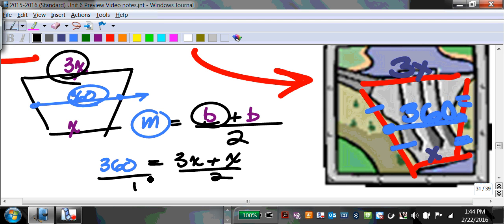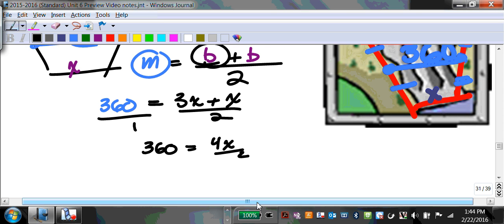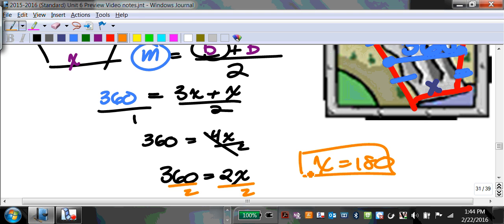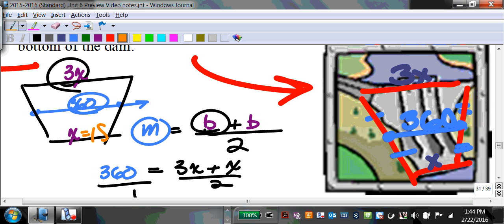We're going to put this over 1. You should have gotten 3x. 360 equals 4x divided by 2. You can actually simplify this. So we have 360 equals 2x. Therefore, your x, which is the bottom of your base, should have been 180. And your top should be 3 times that, which is 540.